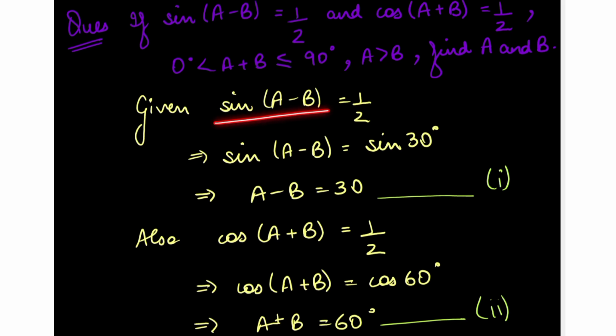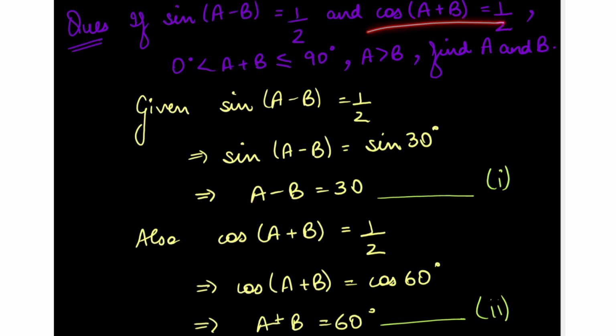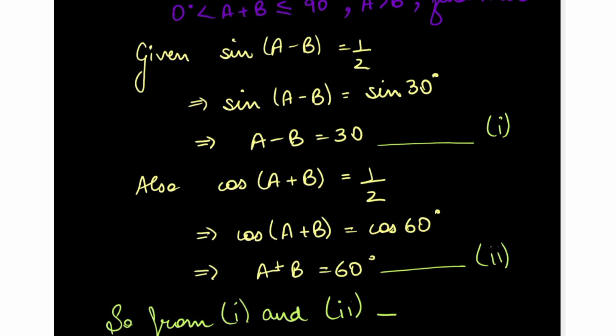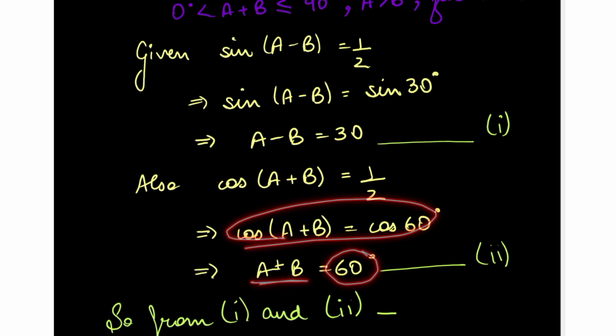Sine(A minus B) is 1 by 2. For which angle is the value of sine 1 by 2? 30 degrees. So we will replace 1 by 2 with sine 30 degrees. Now sine(A minus B) is equal to sine 30 degrees. So we can directly compare and write A minus B is equal to 30. Now cos(A plus B) is 1 by 2. For which angle is the value of cos 1 by 2? That is cos 60 degrees. So we can say A plus B is equal to 60 degrees by comparing.